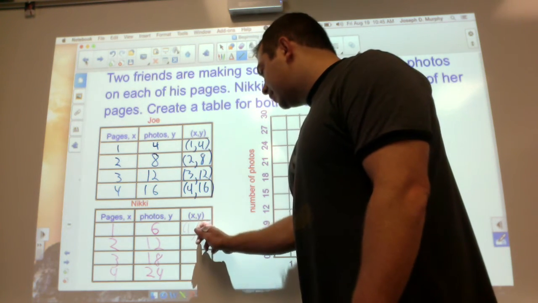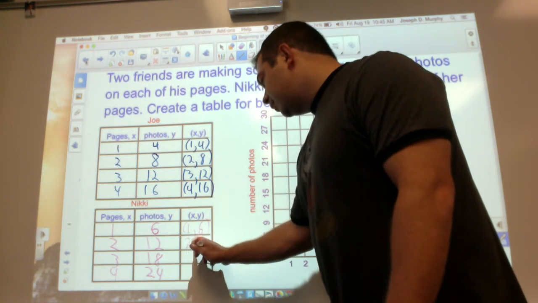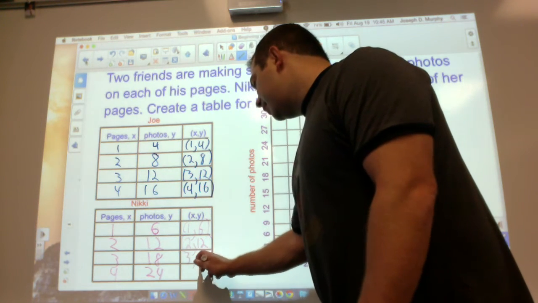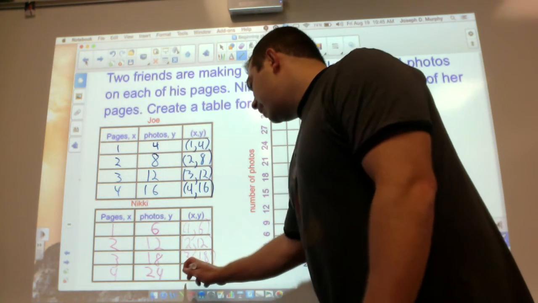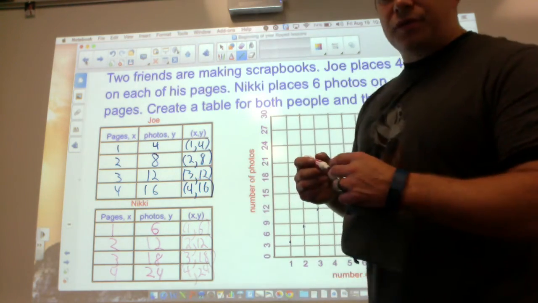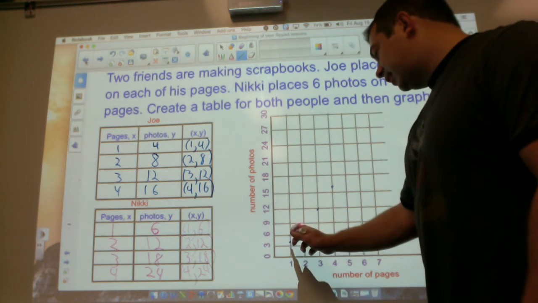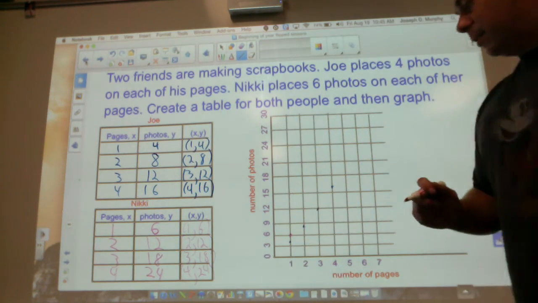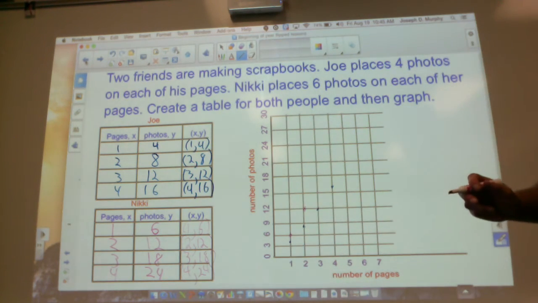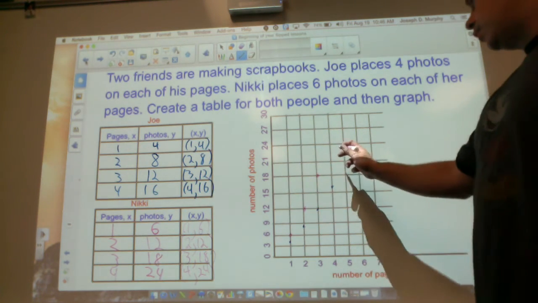So 1, 6. It's kind of hard to see this pink on there, I know. 2, 12. 3, 18. And 4, 24. So the purpose for doing this graph is we can really compare it now. So 1, 6, there's Nikki, she's got a little bit more than me. Then 2, 12, 3, 18, and 4 and 24.